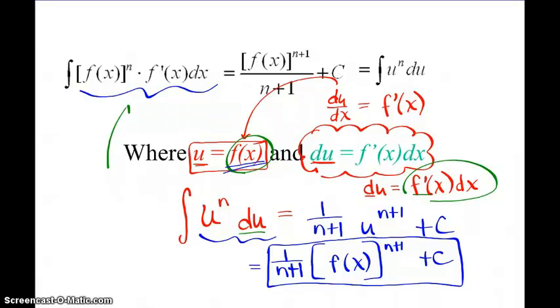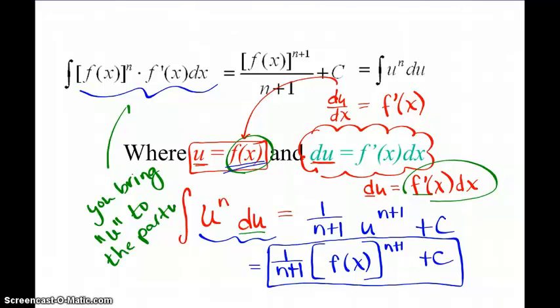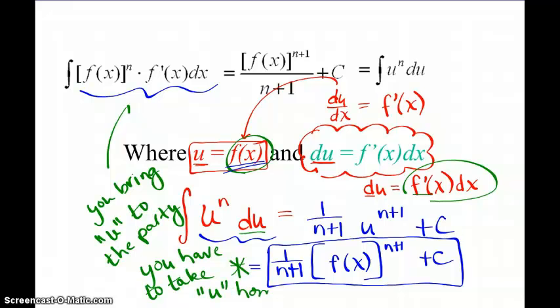But I say this every year and students giggle, but this is just how I've always said it, you bring u to the integral party, so to speak. So the very last step right here, you have to take u home. All right? It's just the nice thing to do.